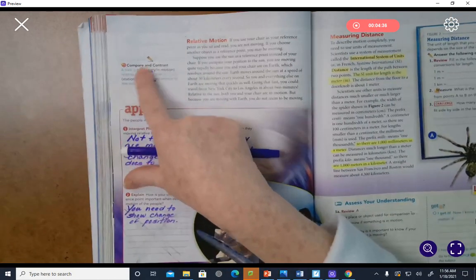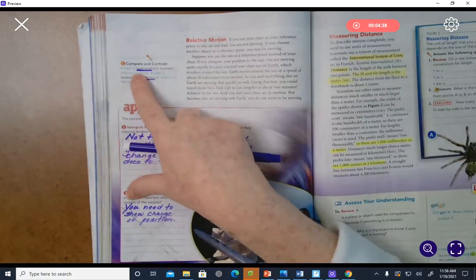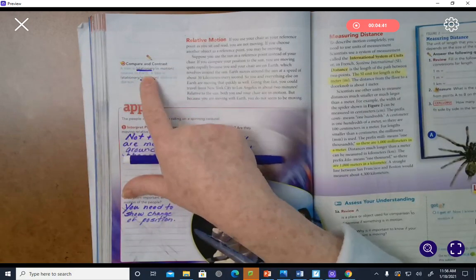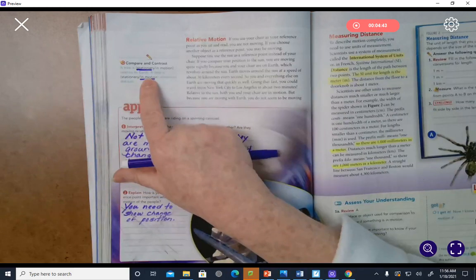So this one says, let's look at this. One tree in your yard is stationary if you compare it to the earth. Go outside right now and look at a tree in your neighborhood.